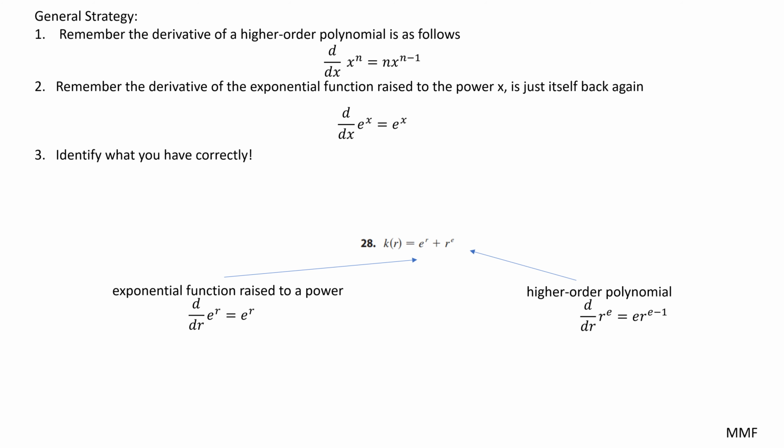And for the left-hand side, remember the derivative of the exponential function with respect to r is just the exponential function back again. So you put these two things together, and you get the derivative of k with respect to r, or k primed, which is just e to the r plus e times e to the r minus 1. And that's it. That's all there is to it.